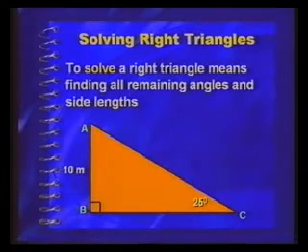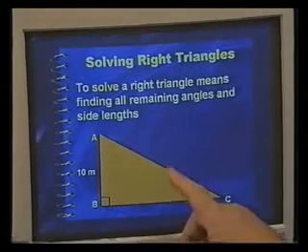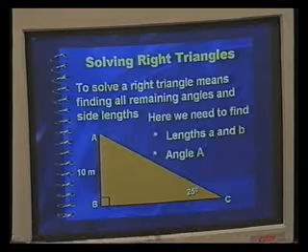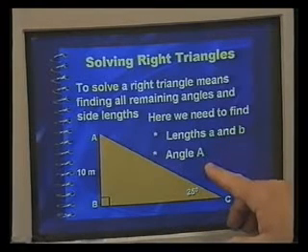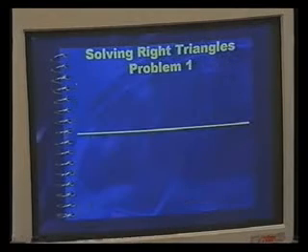So in this particular triangle what we want to find is side A and the angle A there, and also side B, the hypotenuse. That's written up here as well. Length A and B need to be found, and angle A needs to be found. Let's actually do this problem and solve this triangle.